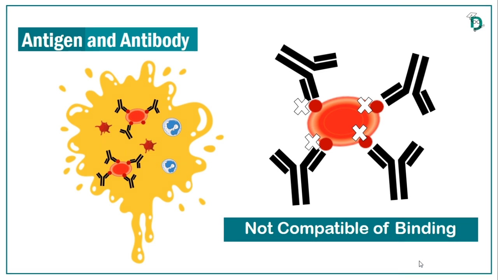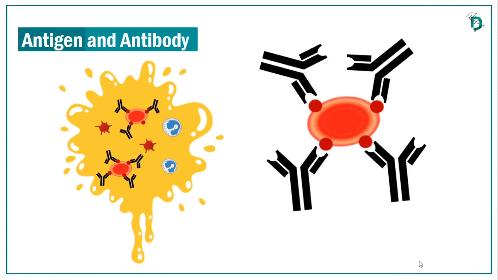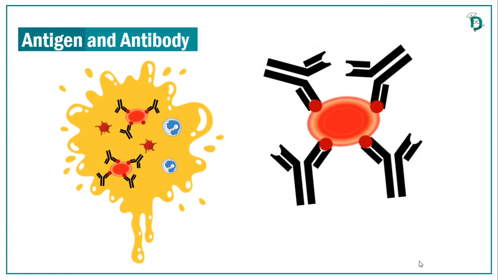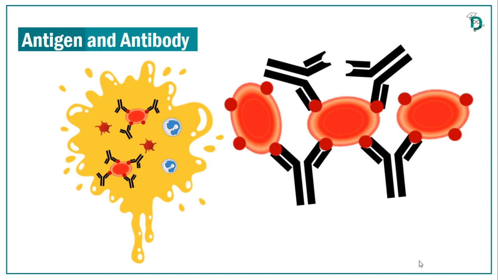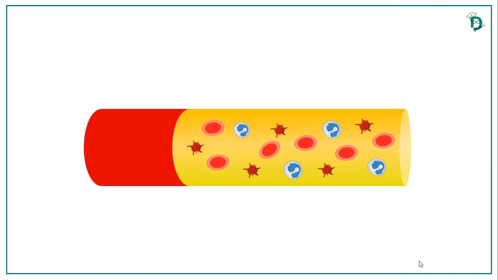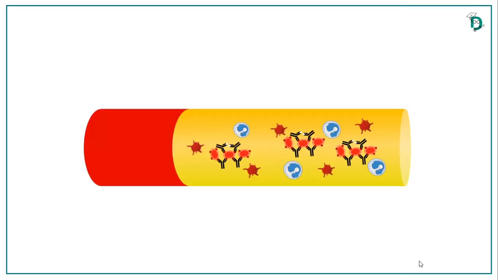Ultimately, our body's antibody will not attack our body's antigen on RBCs. Okay, so what if compatibility occurs between antigen and antibody in a person's blood? Binding will take place successfully, and ultimately in our blood we will observe blood clots, which is not good for a person and can lead to death.